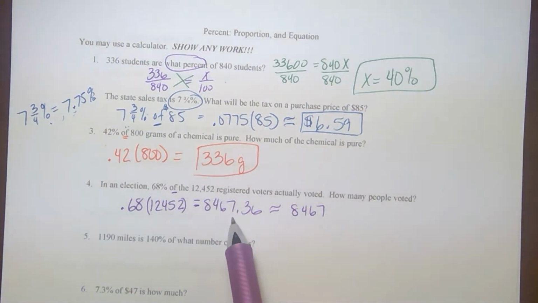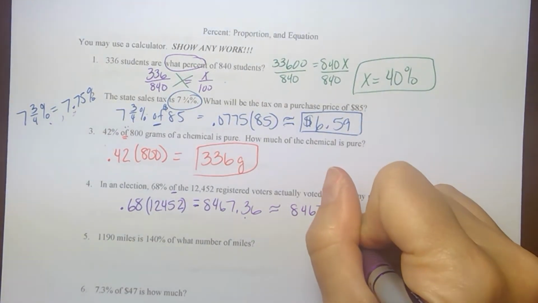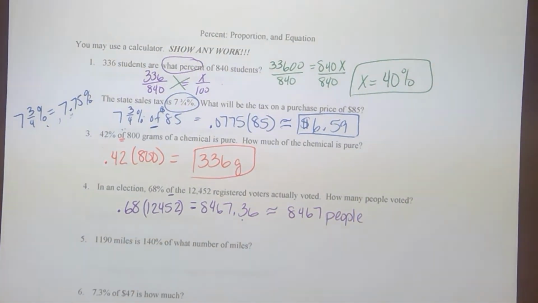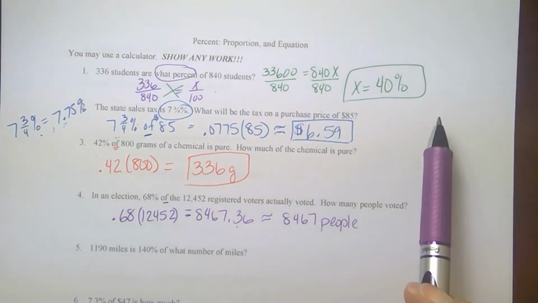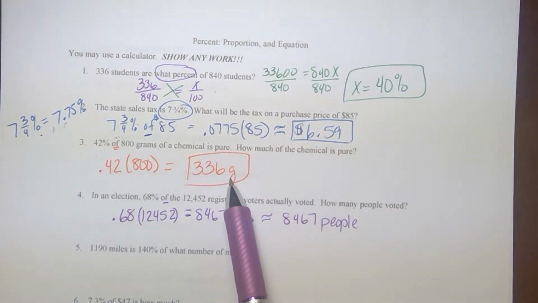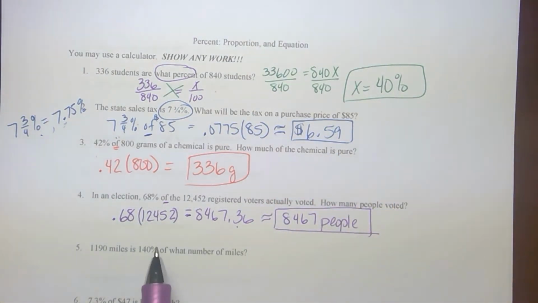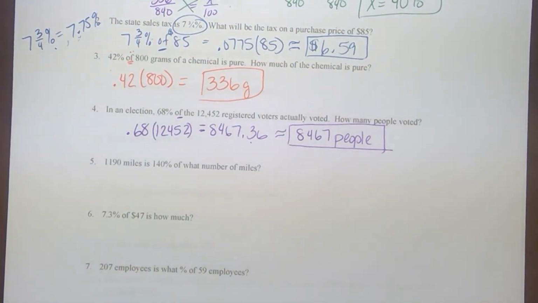When I round to the ones place, I look to the right. That's not at least 5. So it rounds to 8,467 people. Notice that for each of these, I'm using a unit. Percent, dollars, grams, people. I'm writing out how I work the problem, and then I'm boxing in my answer so that it's very clear. And if I want somebody to go back and look and check for partial credit, they can do so.